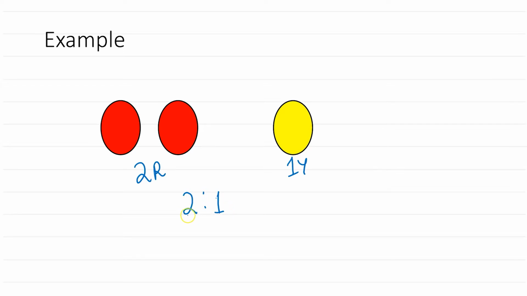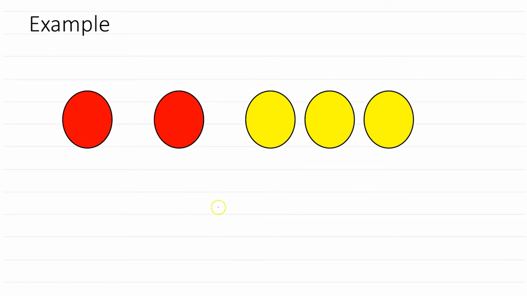Now you notice I write 2 and I say 2 to 1. So we use this colon. We don't say 2 dot dot 1. We say 2 to 1. Another example, how can I write this as a ratio? Well, there are 2 reds for every 3 yellows. So the relationship here is 2 to 3.